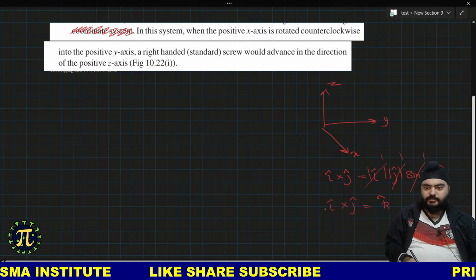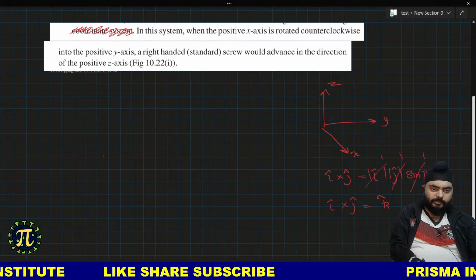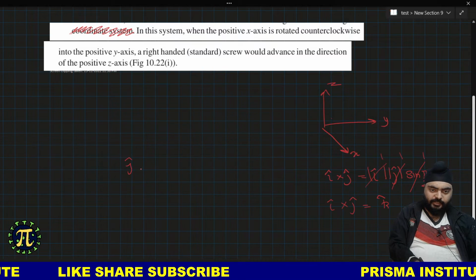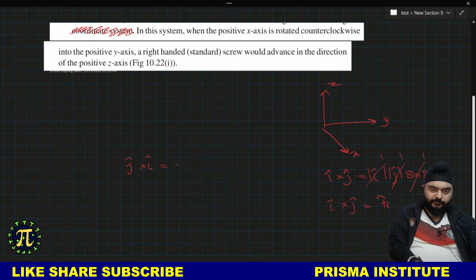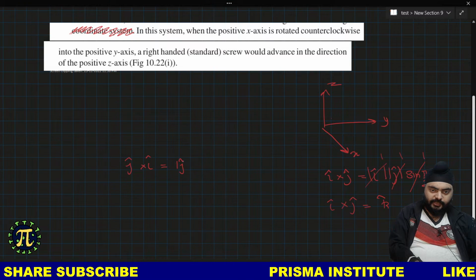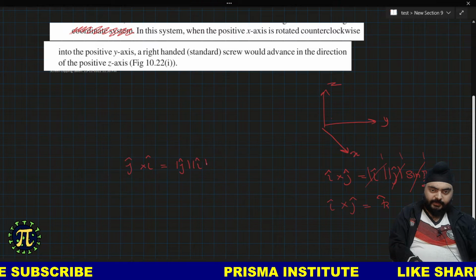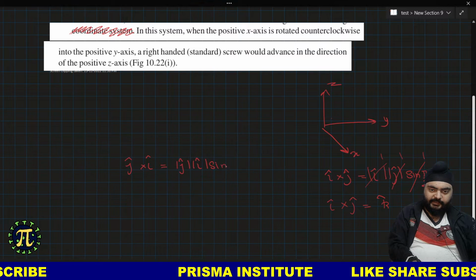But this is not the result for j cross i. So j cross i क्या होगा? So from the same figure, j cross i, well, by definition it will be modulus of j cap, modulus of i cap, and the angle between them is 90 degree, sine pi by 2.